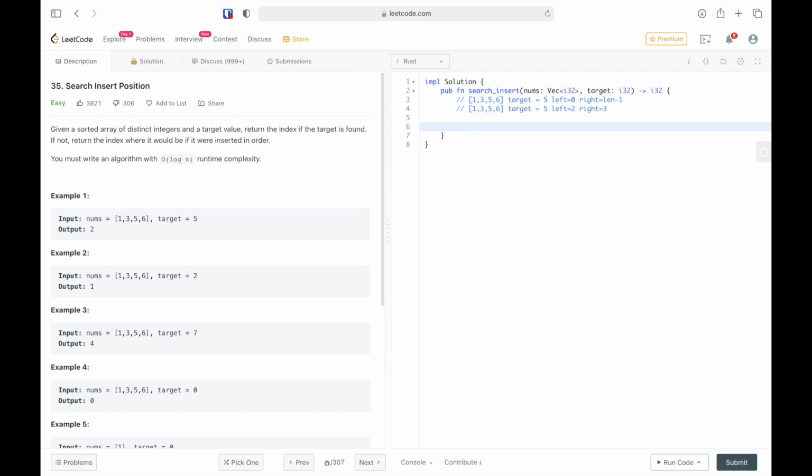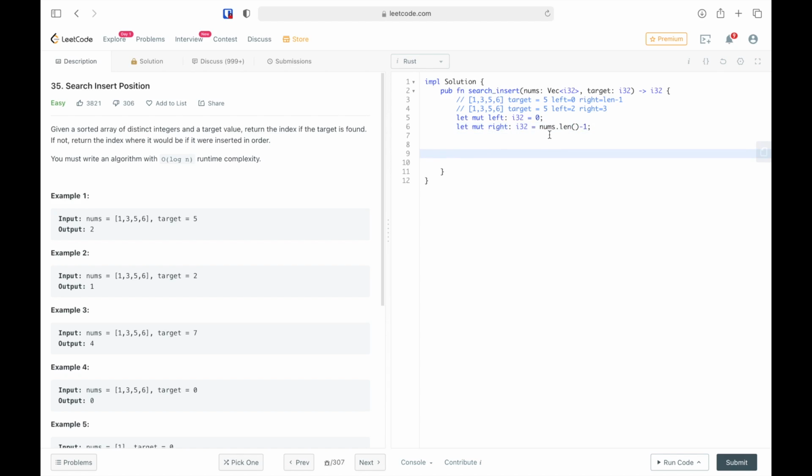So then if you want to do it, what do we need to do? First, left and right, we need those two. So we're going to say mut left, it will be i32, which is going to be equal to 0. And we're going to define right as i32 again. And this time we're going to say len subtracted by 1, so nums.len subtracted by 1.